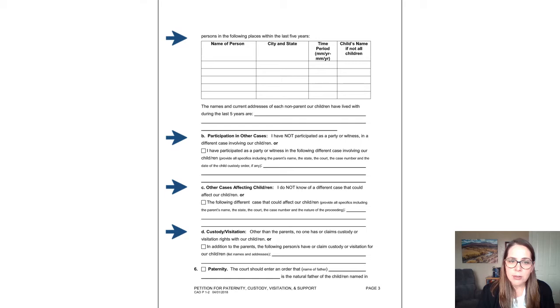Section D is referring to custody and visitation. You're going to want to list if the courts have awarded custody or visitation to any other party. You'll want to put that information here. And then section 6 is listing whether or not you want the courts to, through this petition, order paternity.